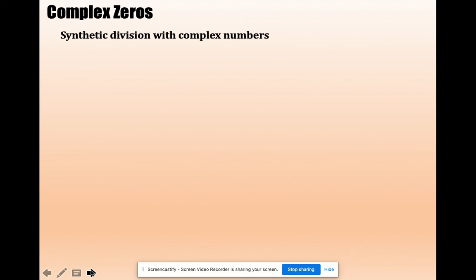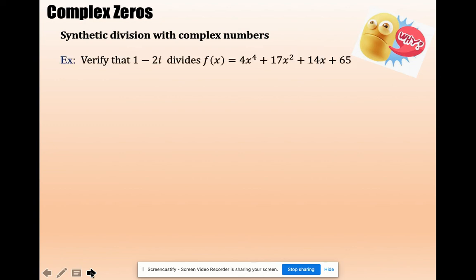All right, let's do some division with complex numbers. So I modeled, to remind you what synthetic division looked like, but the answer to this is why not? What if I want you to verify that 1 minus 2i divides this 4th degree polynomial? Now think about a 4th degree polynomial with a positive leading coefficient, especially with a y-intercept of positive 65. It is possible that this 4th degree polynomial, which has 4 zeros, it is possible that none of them are real.